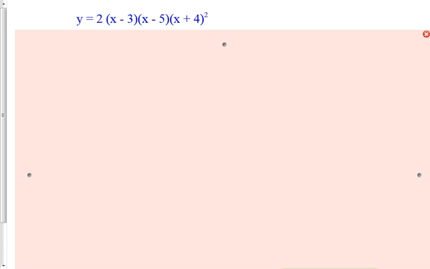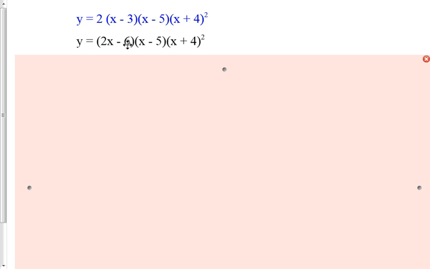And this is the proper factored form of this polynomial. Now that I have identified my factored form, I would like to check to make sure this is equivalent to the general form. So the first move I must make is to distribute my 2. So y is equal to 2 times x, which is 2x, and 2 times negative 3, which is negative 6. So I would find y is equal to 2x minus 6. And I would also need to bring down my x minus 5 and my x plus 4 squared.